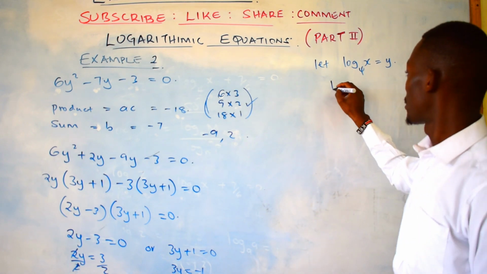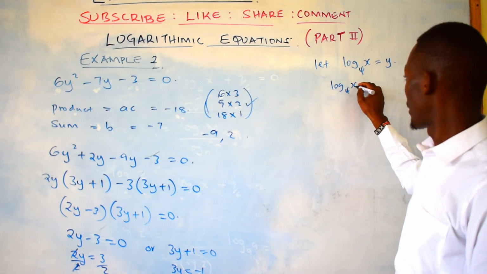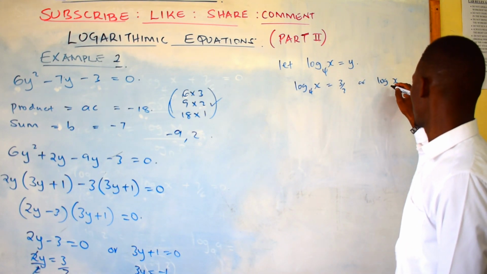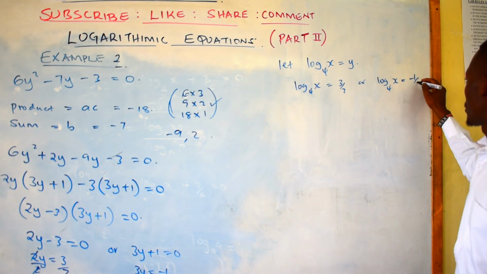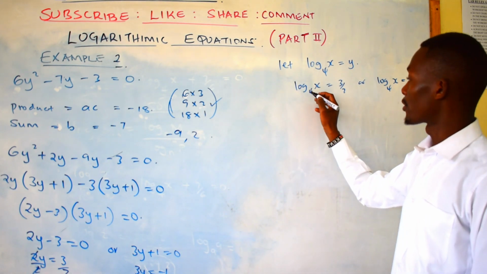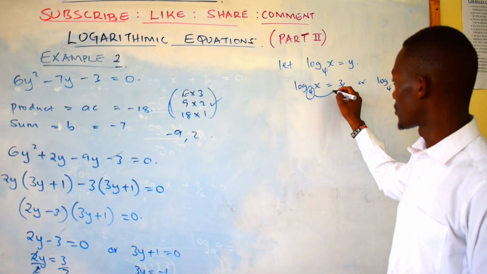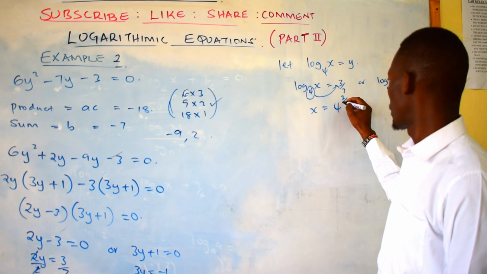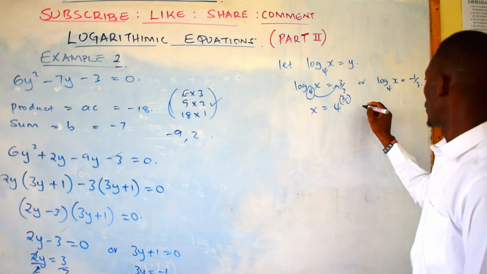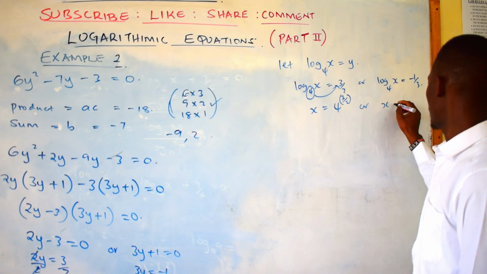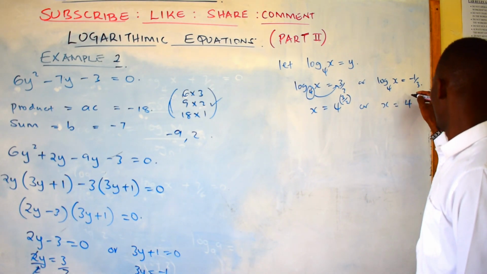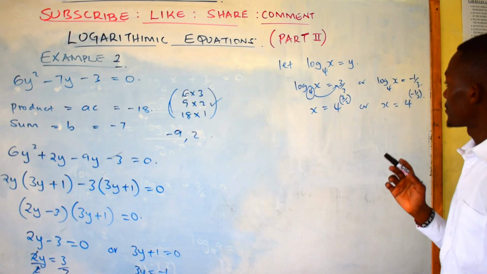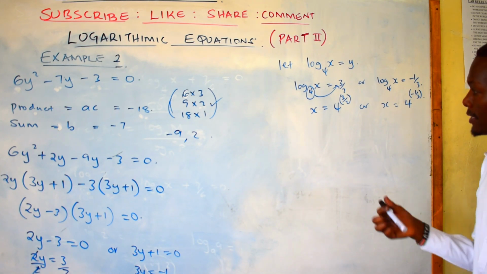So it is either the log of x base 4 equals 3 over 2, or the log of x base 4 equals negative 1 over 3. Therefore, remember again, this one is the base, this one is the power. Therefore, x is the same as 4 with 3 over 2 as your power, or x equals 4 to the power negative 1 over 3.